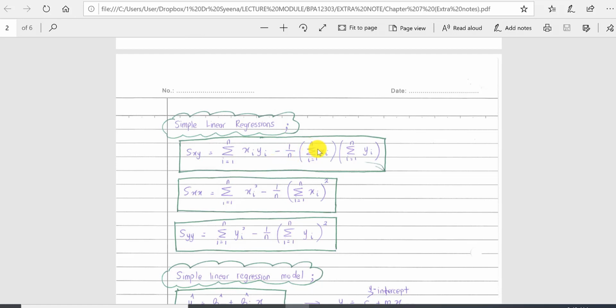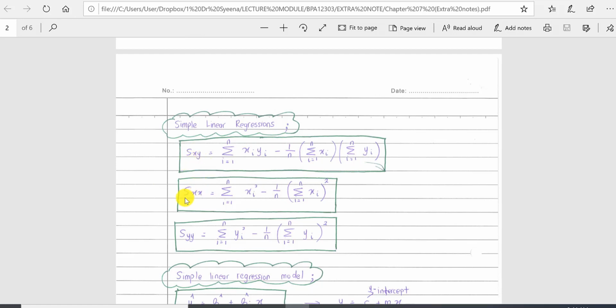Okay, so this one is your x. The summation of x, so only the summation of the x times with the summation of the y. That means only the summation of y. So this is how you use the formula of Sxy.